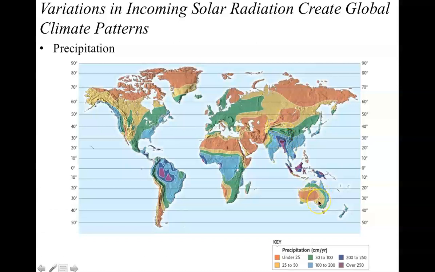What direction is the wind blowing in Australia? Well, it's blowing from the east to the west, so it's bringing moisture in from this direction, dropping the moisture as rain, and by the time the air gets to Western Australia, it's dry, and so we have deserts. So these patterns are all a function of solar radiation, wind patterns, ocean currents, and topography.